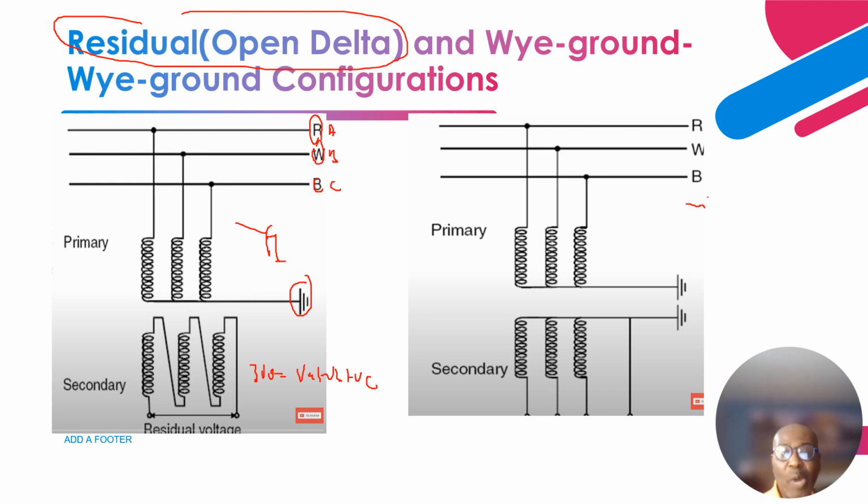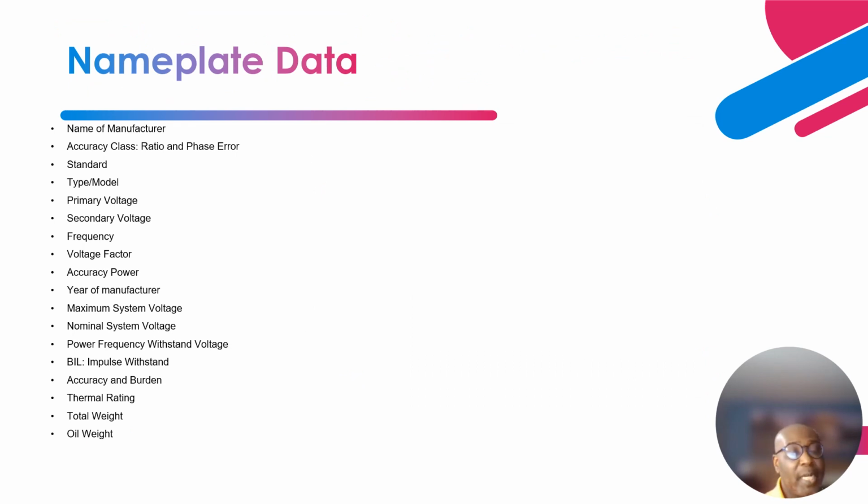So they call it open delta configuration. Then you can have a YY configuration. That is what you see over here. So the primary side is connected in Y and the secondary side is connected in Y. One of the things that you see is the name of the manufacturer, right? Okay, so you can see all the big players in the manufacturing of the VTs, right? Okay, so the medium voltage VTs have a large portfolio of manufacturers. So let's talk about a few of them.